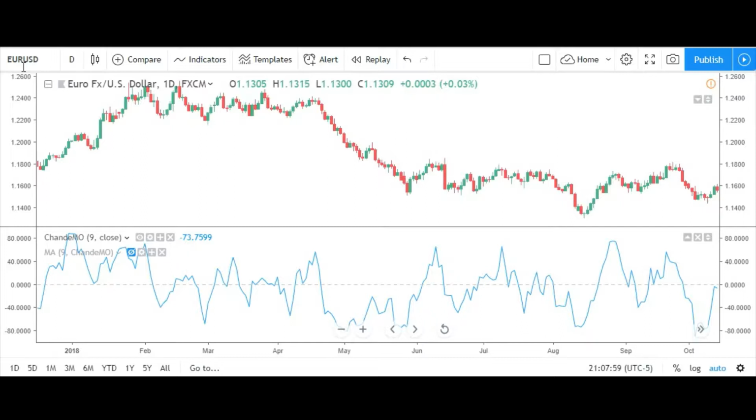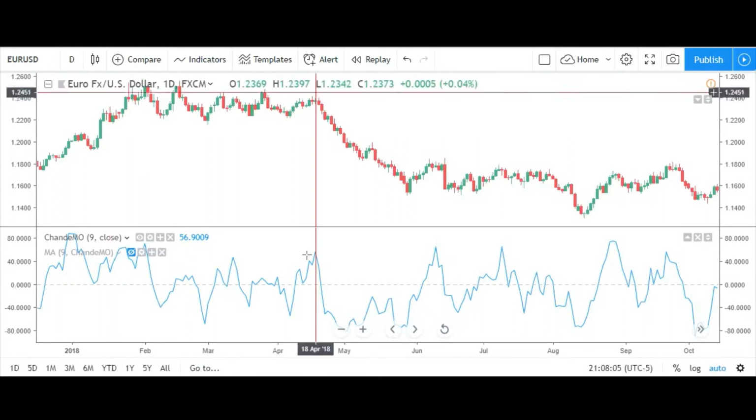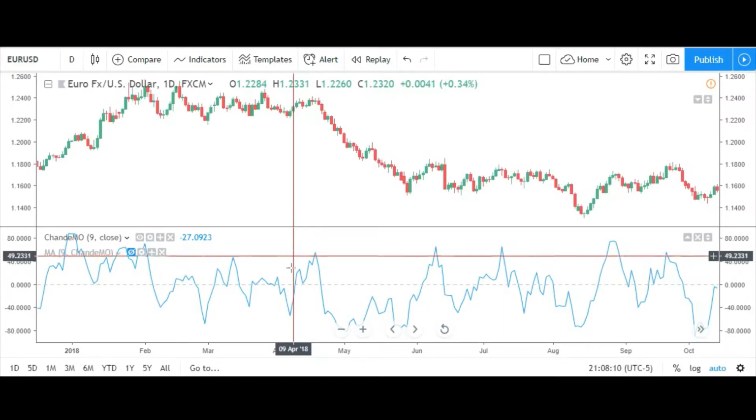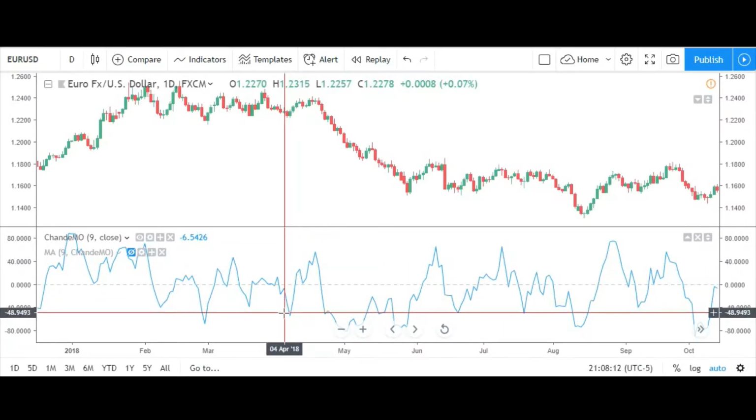Instead of having a range from 0 to 100, it has a range from 100 to negative 100. And anything that is above 50 is considered overbought, and anything under negative 50 is considered oversold.